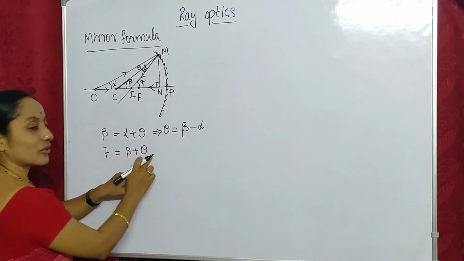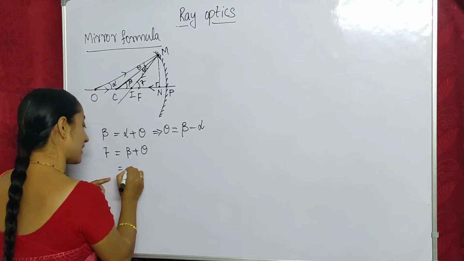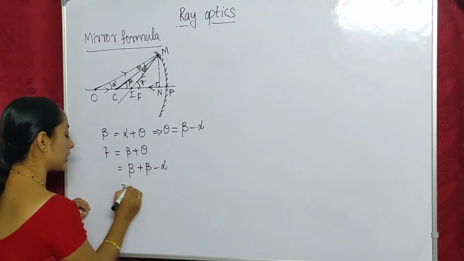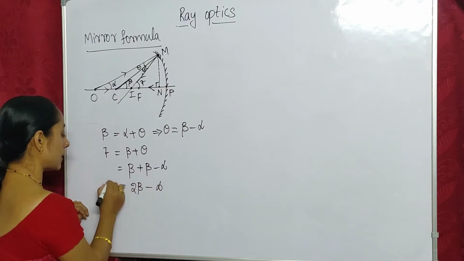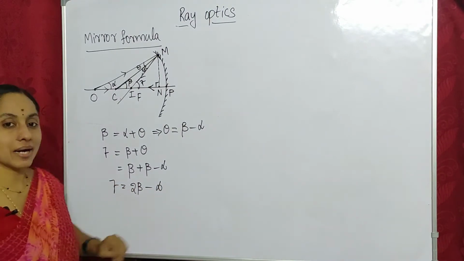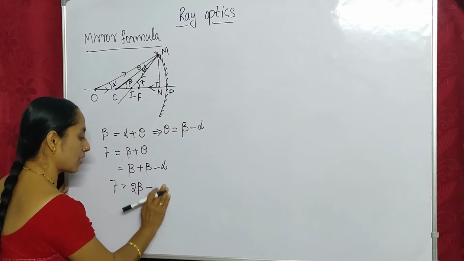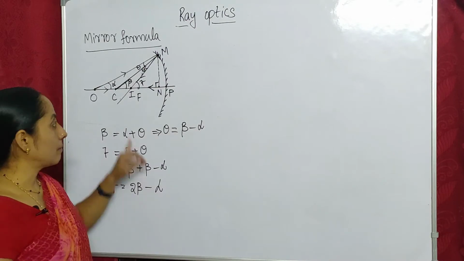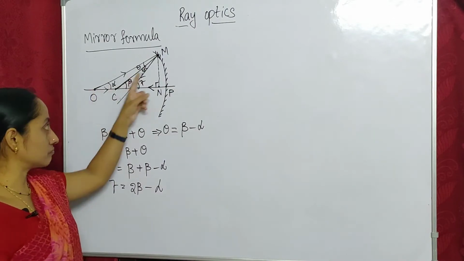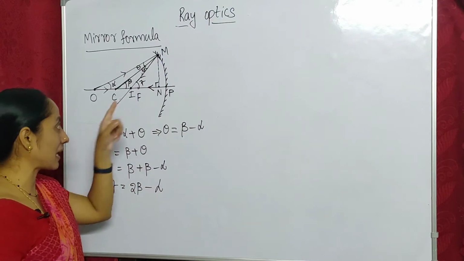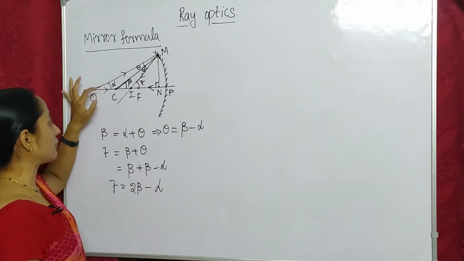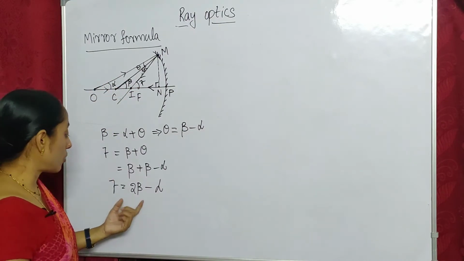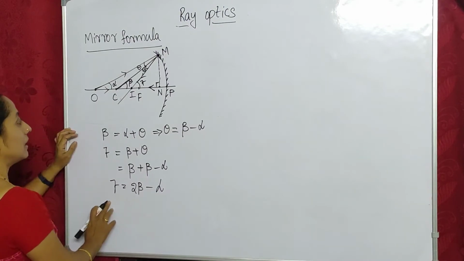Yes, this theta I am going to substitute here. What you are thinking is correct. Beta plus theta, in place of theta, beta minus alpha. So what did we get? 2 beta minus alpha. Gamma is equal to 2 beta minus alpha. Now gamma, 2 beta, alpha: we got this by applying the right angle triangle concept. From the right angle triangle concept, we can happily substitute here.